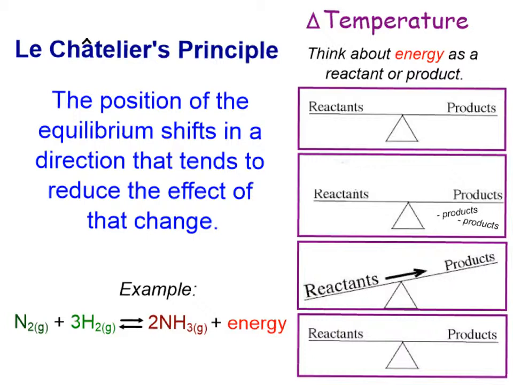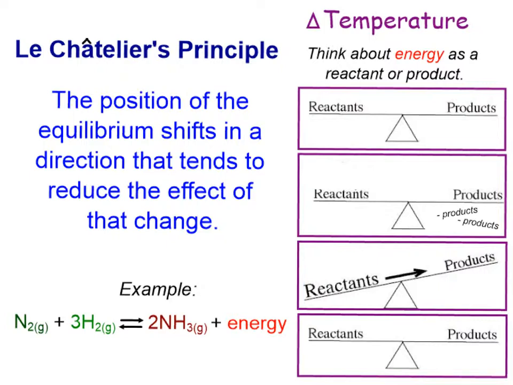What if we change the temperature? Again, the same thing happens. The equilibrium is going to shift in a way that reduces the effect of the change. If we think about temperature as energy, this is the reaction. It is producing energy. So energy is thought of as a product. It is an exergonic reaction. Energy is being given off.